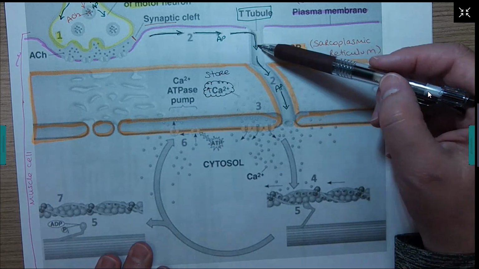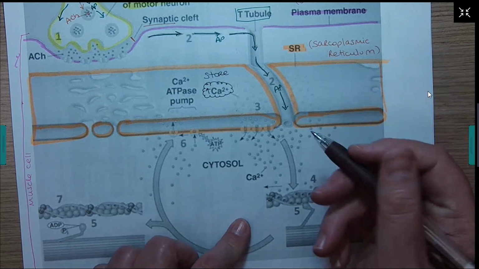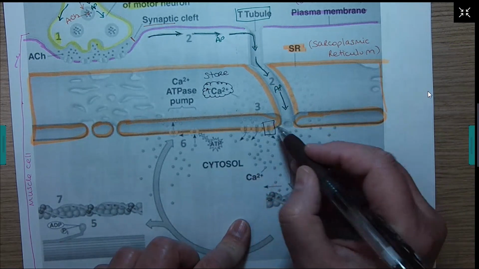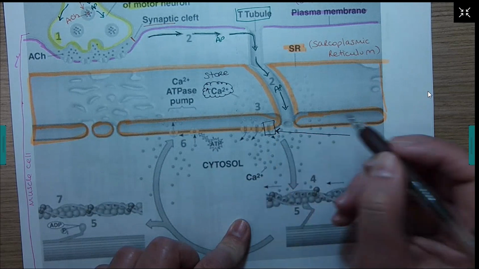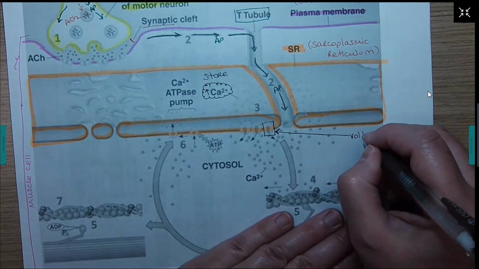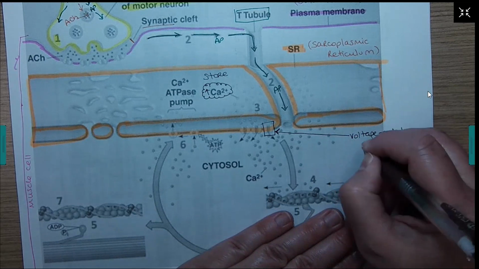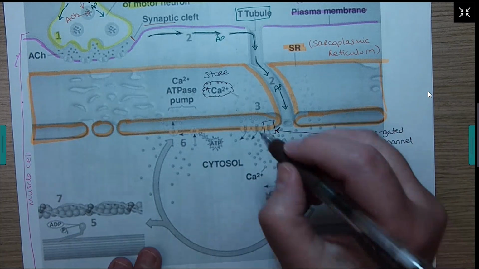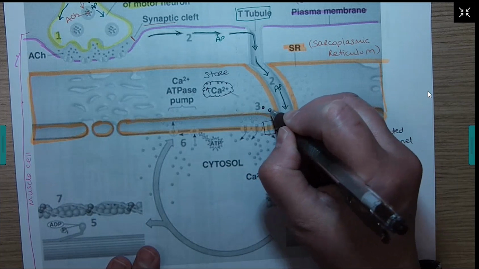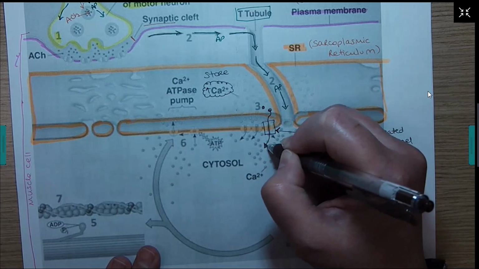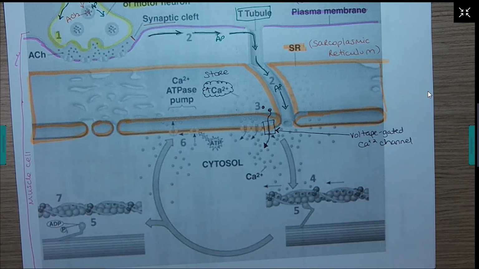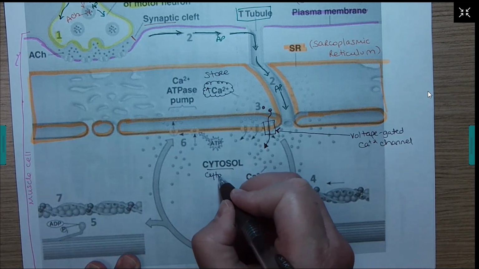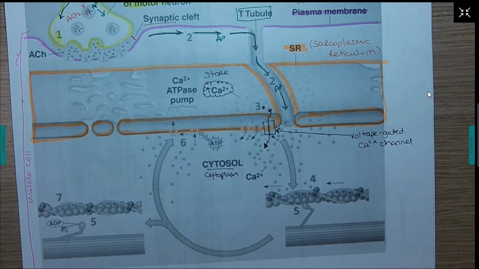So when the action potential comes down the T-tubule, it's going to cause these, see that protein channel right there? It's going to cause that voltage gated calcium ion channel to open. And the calcium ions are going to get into the cytoplasm, cytosol of the cell. So it's going to leave the sarcoplasmic reticulum and enter into the cytoplasm of the cell.